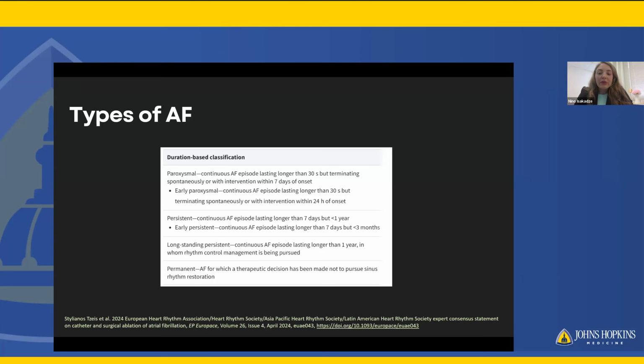And then long-standing persistent is if AFib is present more than 1 year, and then permanent is, as I mentioned earlier, not like a physiologic state, but when we are deciding that we're not going to restore the normal rhythm.